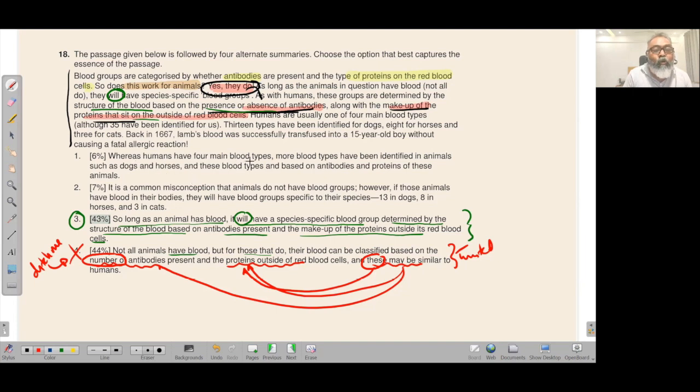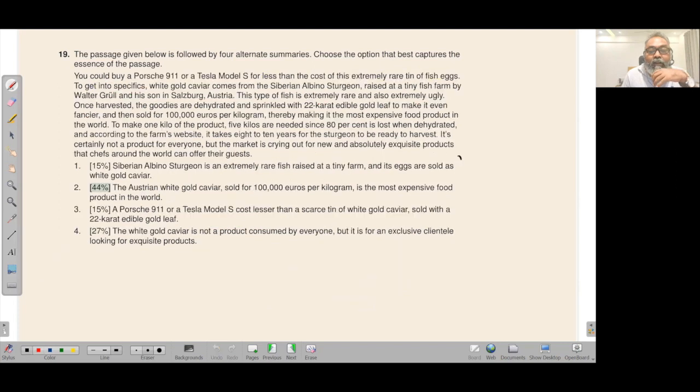Whereas human beings have 4 main blood groups, more blood types have been identified in animals such as, this is very wrong. We have 35 has been identified for us. And also there's a detail. It is a common misconception that animals do not have blood group. Where is a misconception? Nothing of the sort is there. Now this one again is something that is short, plus this is explanatory and short. So what is the point here?